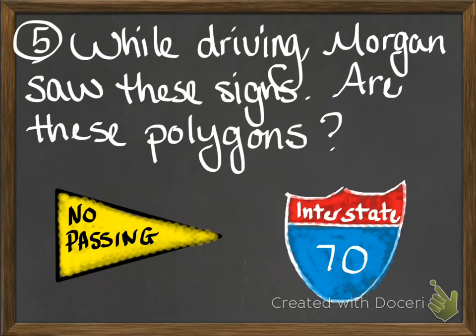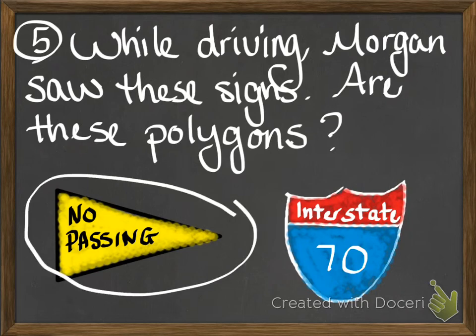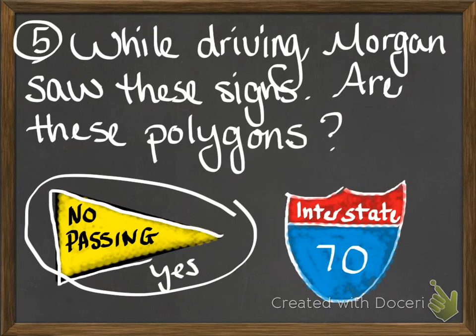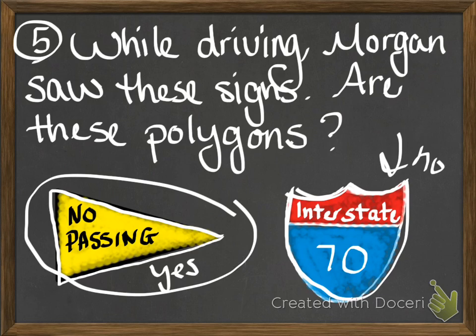All right, and number 5, are these polygons, yes or no? Okay, so if you said that this one would be yes, it'd be a polygon because it has 3 sides that are straight and they are closed, and that would be true. And then this other shape, no, it is not a polygon because even though it is closed, it has curves in it, and polygons only have straight lines.